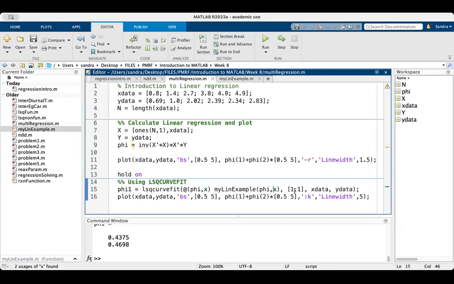Now going back, I'm giving initial guess for phi values, that is, initial guess for A0 and A1. I'm just giving 1 and 1. I can give any different guesses also. Right here, I'm just giving 1 for A0 and 1 for A1. And this is my X data and Y data for the question.